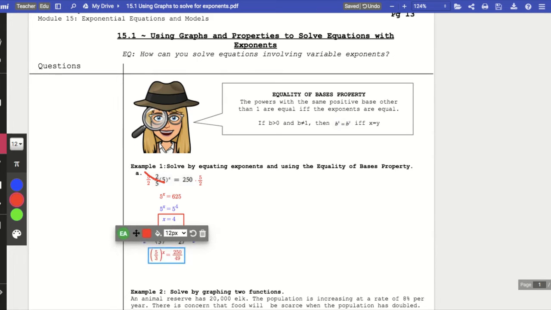Okay. So now I have to figure out 5 to what power and 3 to what power is going to equal 125 over 49. Well, looking at this, I can actually reduce that fraction, 250 over 49, by dividing by 2.